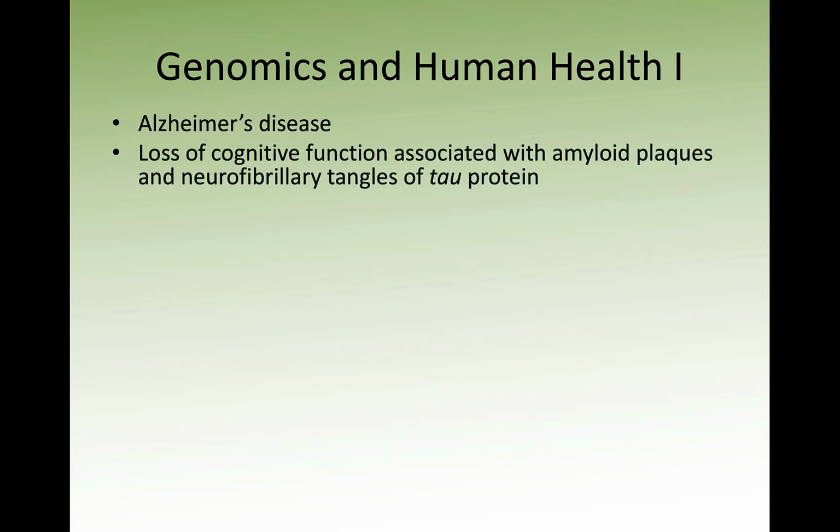Alzheimer's disease is another example where we start to see evidence for a role of genetics in this process. Of course, Alzheimer's is the loss of cognitive function that we often see in elderly people in our population. It's typically associated with the formation of amyloid plaques that lead to neurofibrillary tangles of tau proteins. About 50% of people age 85 or older suffer from it.